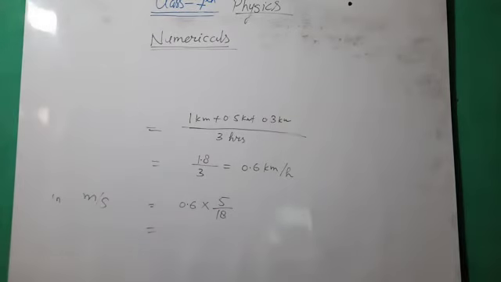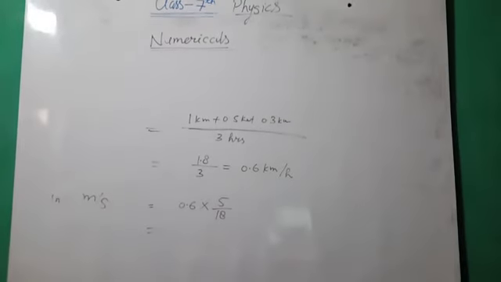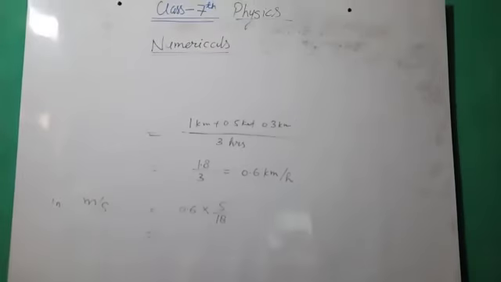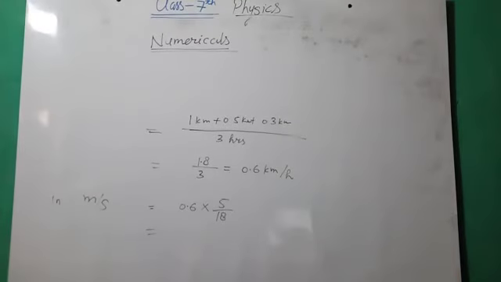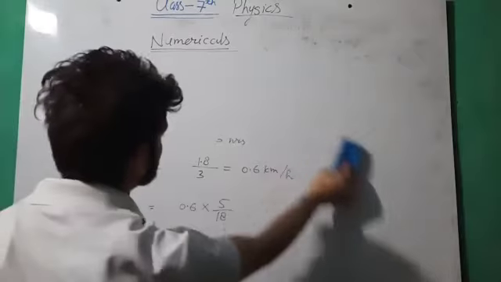Okay, next question number 6. A car travels with speed 30 km per hour for 30 minutes and then with speed 40 km per hour for 1 hour. Find the total distance traveled by the car. Okay, question number 6.